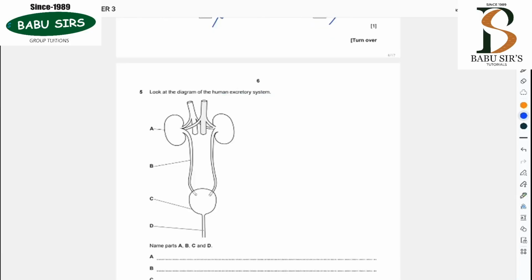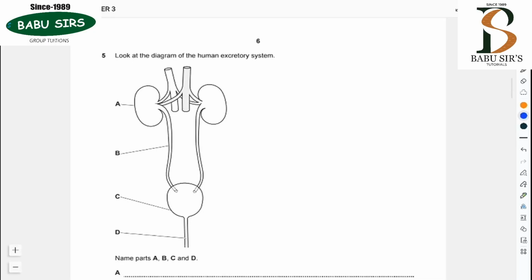Next diagram, it shows the diagram of the kidney. So I'll mark everything first. From here the blood comes in. This is the renal artery. From here the blood will enter the kidney. Kidney is nothing but a filter.